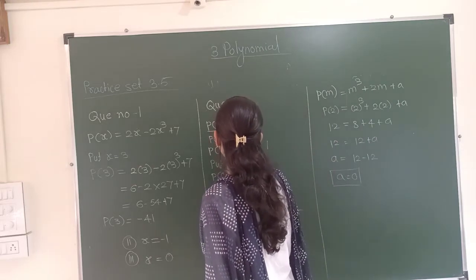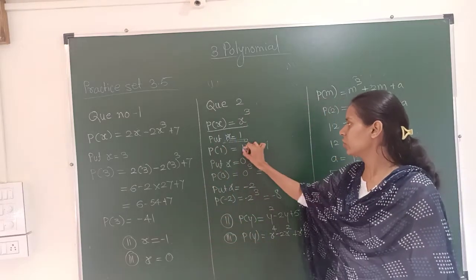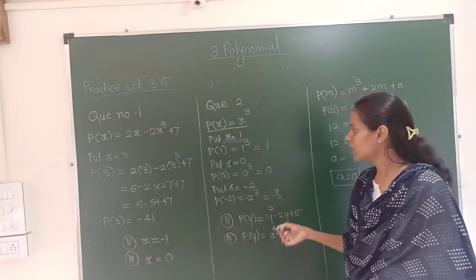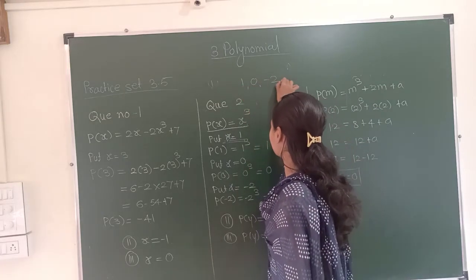We will put x is equal to 1. So p of 1 is equal to 1 raised to 3. It will be 1. Now we will put p of, what we have to put, 1, 0 and minus 2.